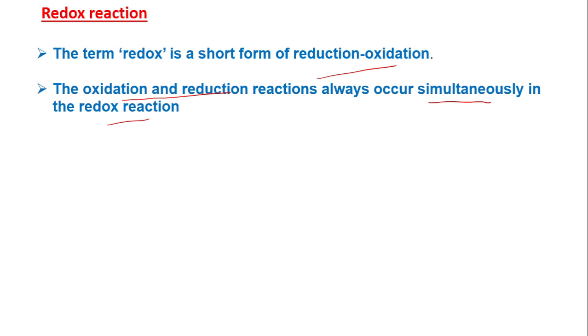Let us take the example of magnesium ribbon burning in air. That forms magnesium oxide. So here you need to balance it.